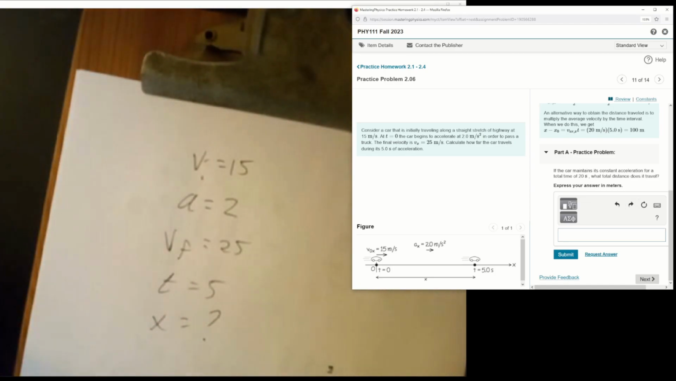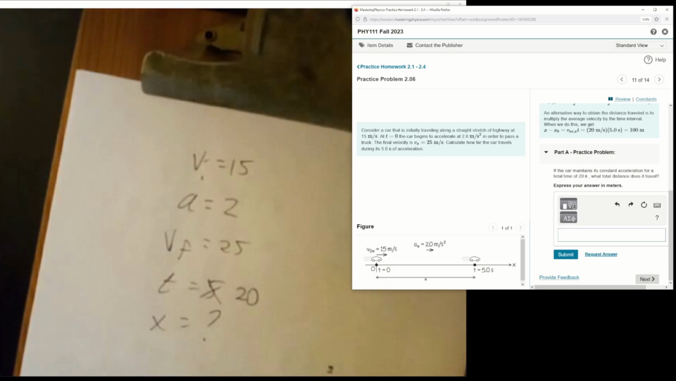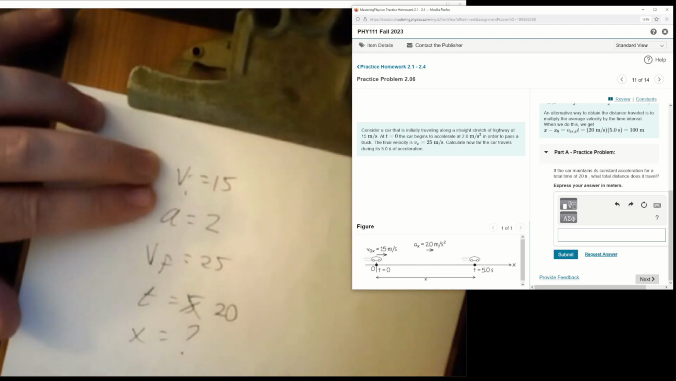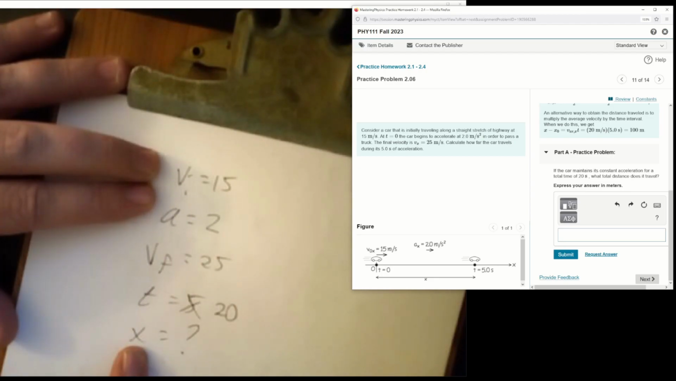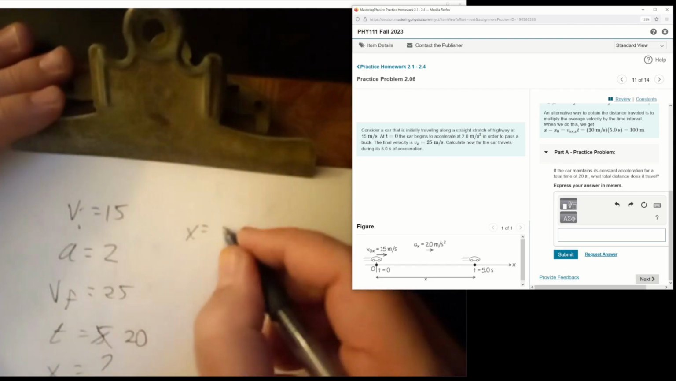And, well, it asks that over there, but the actual question's over here. If the car maintains a constant acceleration for 20 seconds, what distance does it travel? All right, so, I mean, that's technically not the homework question, so I don't know what that is. Where our time is actually 20 seconds. And we want the distance traveled. And since we have velocities and acceleration, we could get the distance traveled. We could also get the distance traveled through the position result as well. So either way works.